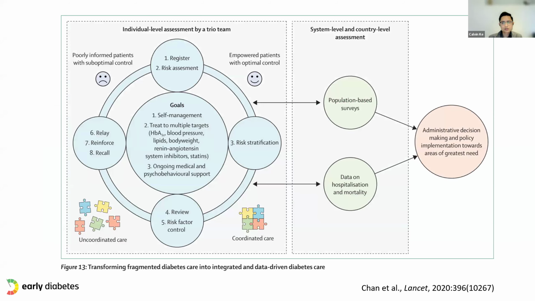And so this is a schematic that was shown in this commission, and it very much mirrors the approach that's been used in Hong Kong, registering patients, doing the systematic assessment, stratifying patients, focusing on risk factors, and then this cycle that's really circled around self-management and treating to multiple targets that are evidence-based and providing the ongoing psychosocial support that's needed. And then on the other side, actually doing the population-based studies and linking that to data on hospitalization, on mortality, that can really be very powerful to inform decision-making. And this is one of the consensuses in how we should approach diabetes care in the ideal setting.